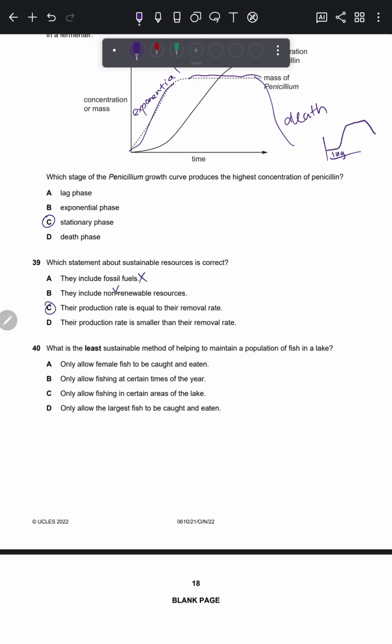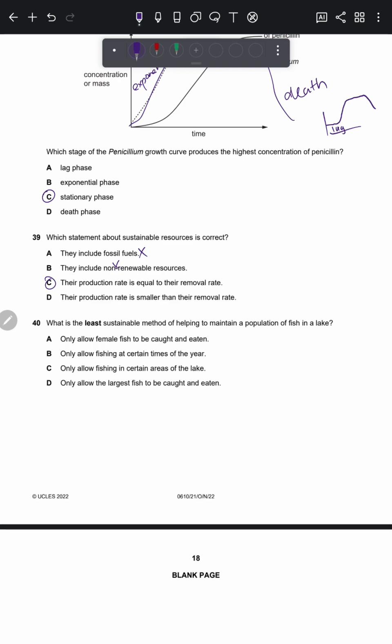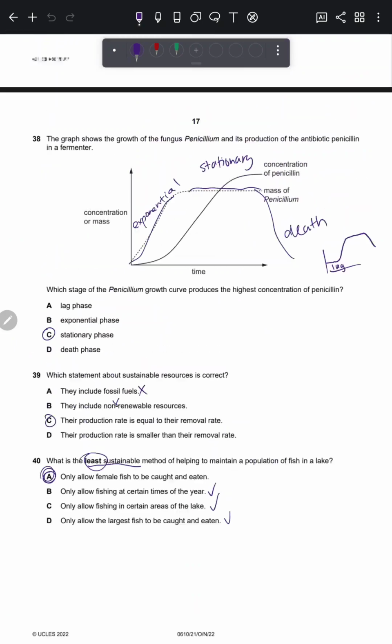What is the least sustainable method of helping to maintain a population of fish in a lake? Only allow female fish to be caught and eaten. The least sustainable. Okay, we are finding a bad way. Allow fishing at certain times of the year. That is good. Allow fishing in certain areas. That is good. Allow largest fish to be caught and eaten. That is good, so the smaller ones can actually grow. So I feel like this is the least sustainable way. Only eating the females. And now let's mark it.